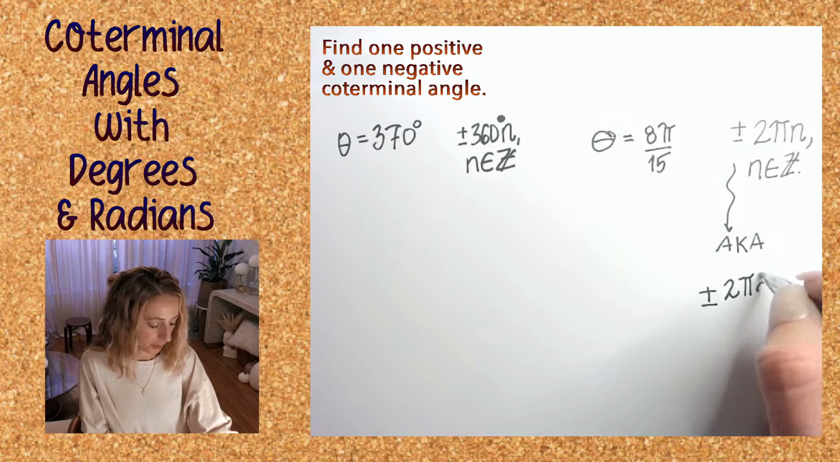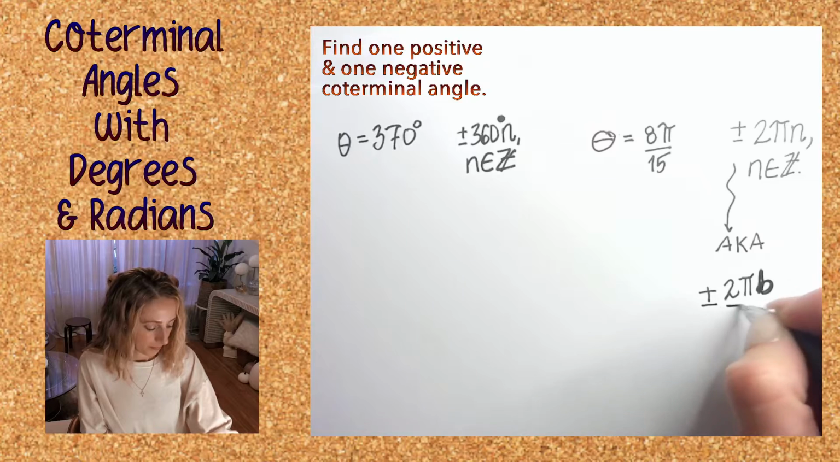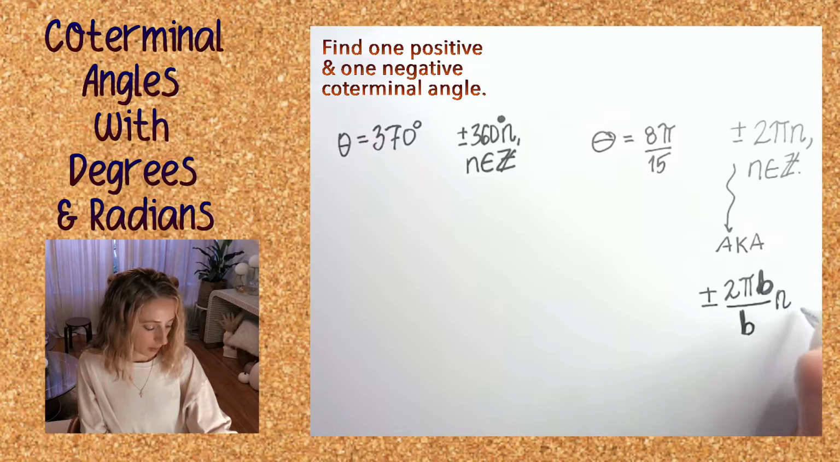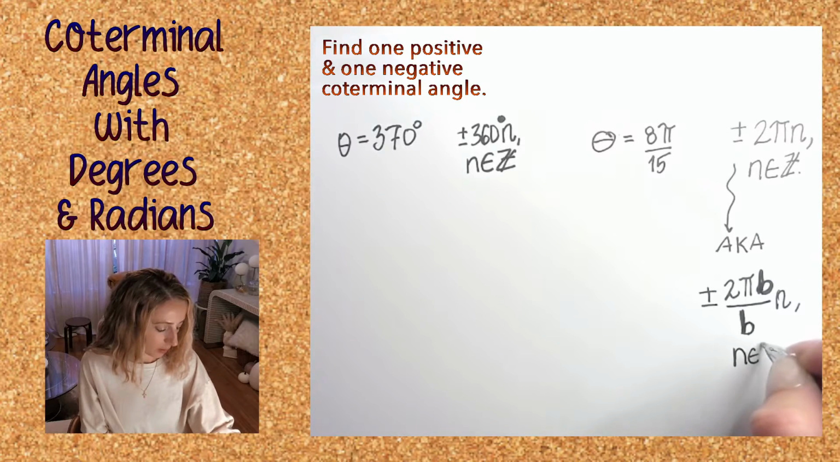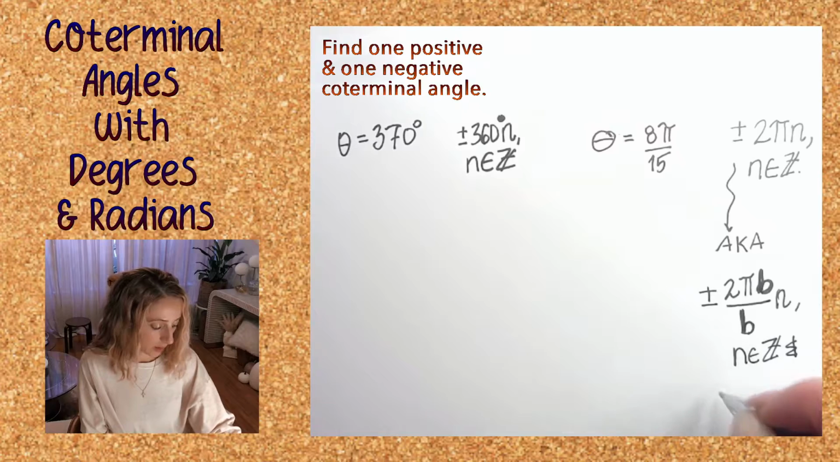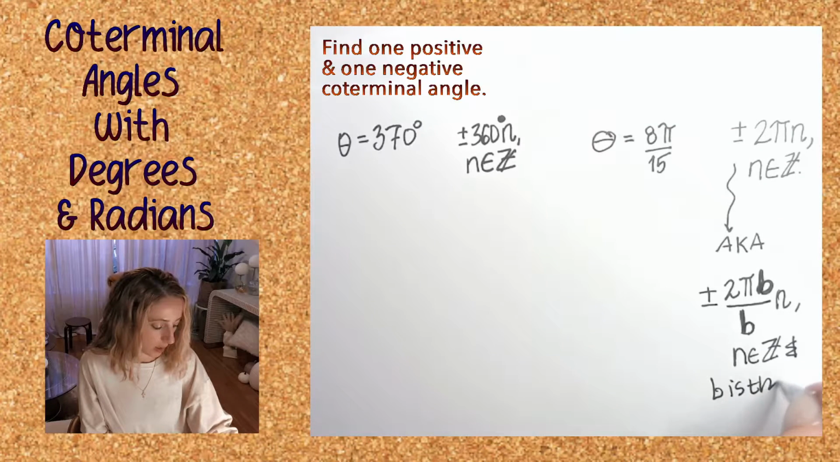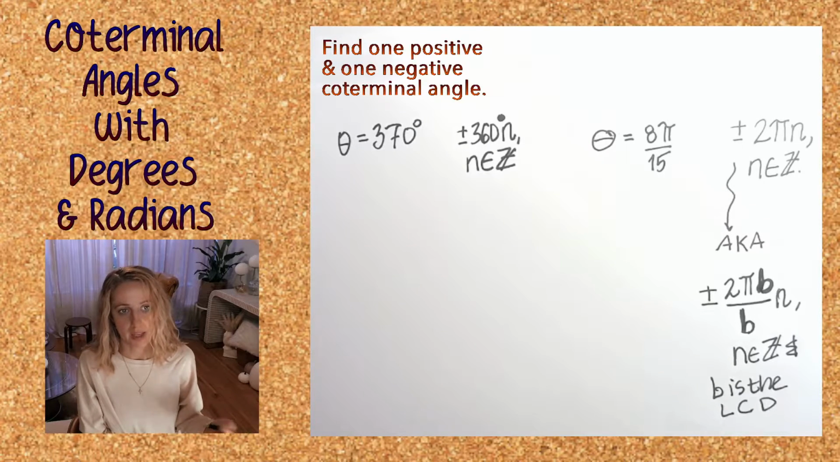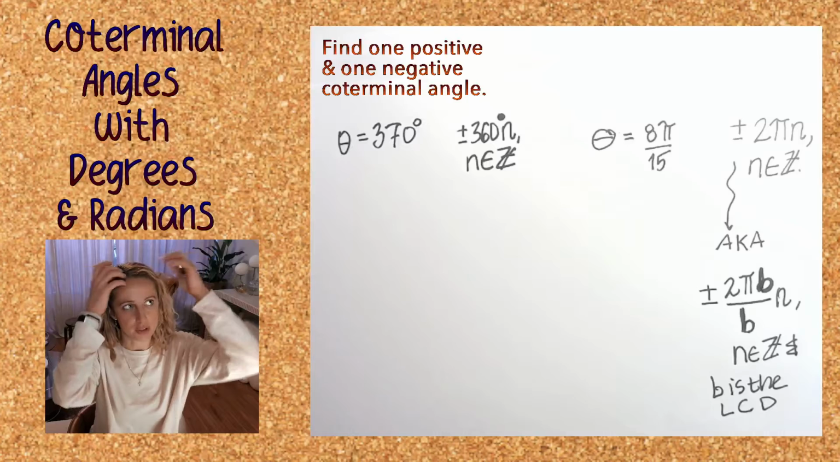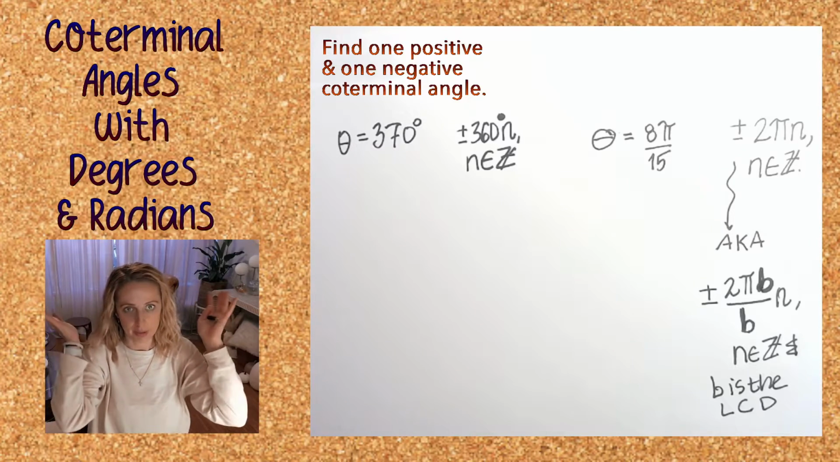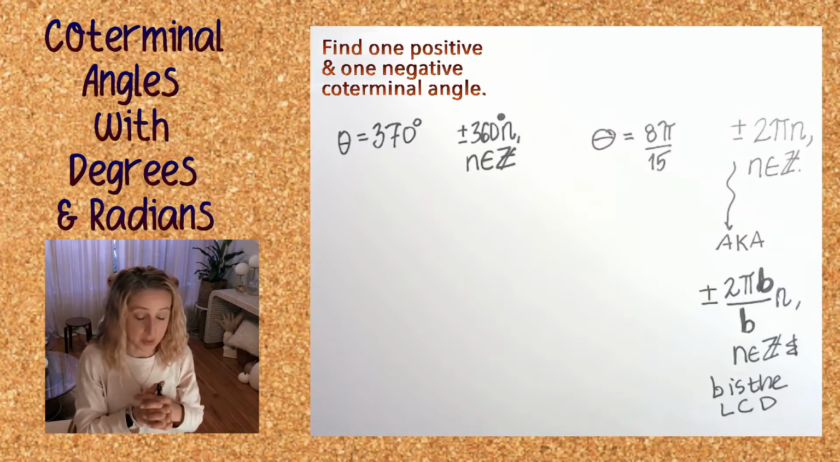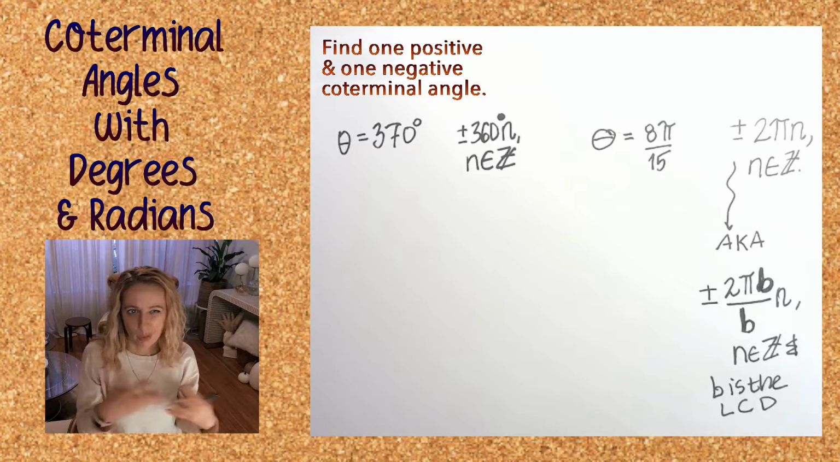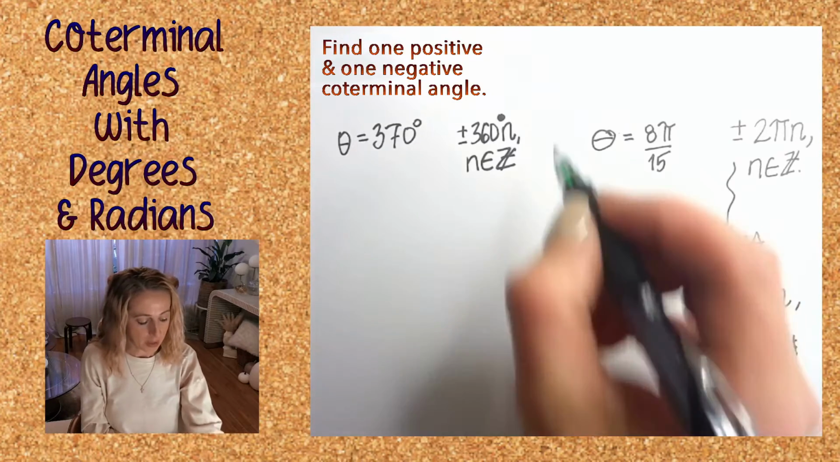I need to pick a letter. I'm going to use lowercase b, 2 pi b over b times n, where n is an element in the set of integers, and b is the lowest common denominator. So in this case, b for bottom. I didn't want to use d for denominator because d is diameter, and we're talking about circles. But in this case, b would be 15. So when you're adding fractions, you don't just use 2 pi. You need a common denominator.